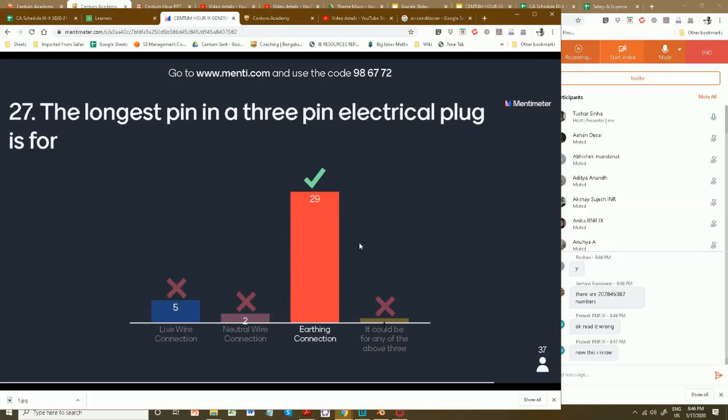Okay, most of you know it. Good, common sense. But tell me one thing: why is it the longest? Why does it need to be the longest? Why can't it be of the same length? What is the purpose? So why do we need to have this longest? Resistance to shock, what goes through the earth?